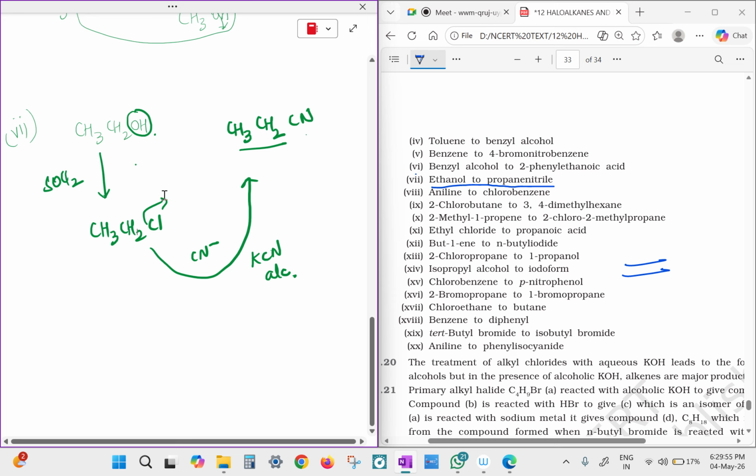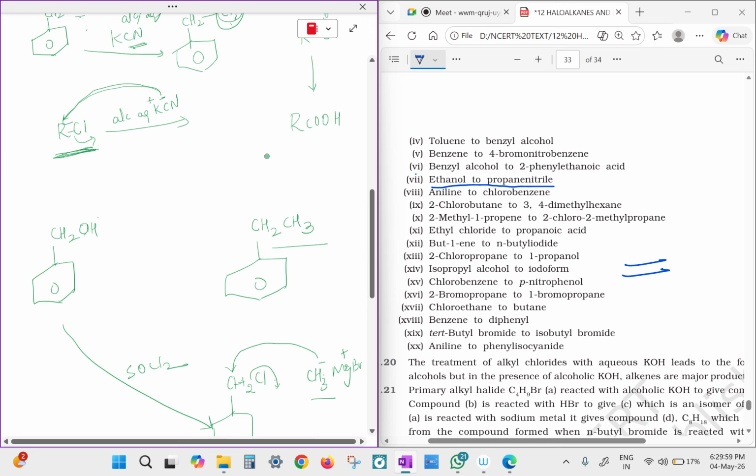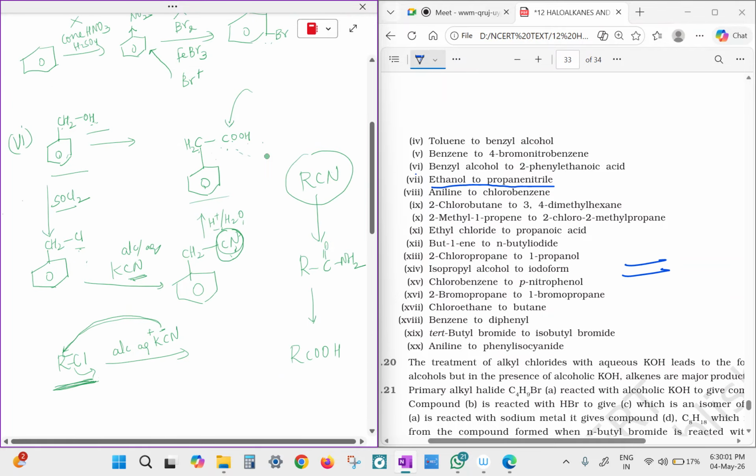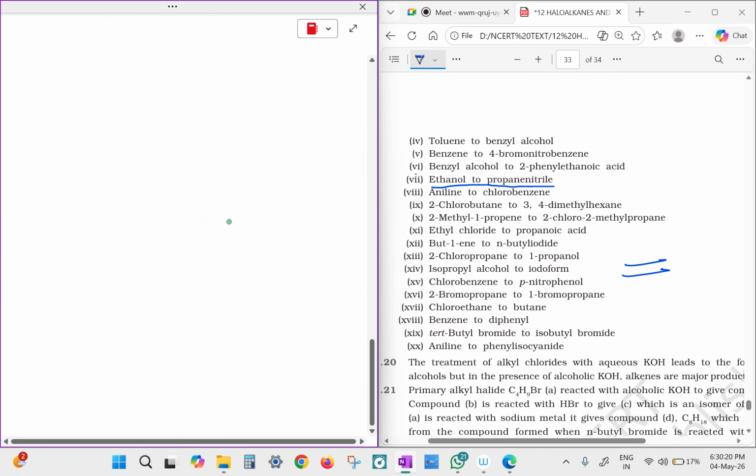Clear? See, it is from here only, no? You had an OH and you want in its place CN. Is it not almost the similar one? Is it clear? Okay. So start collecting ideas and then close everything.